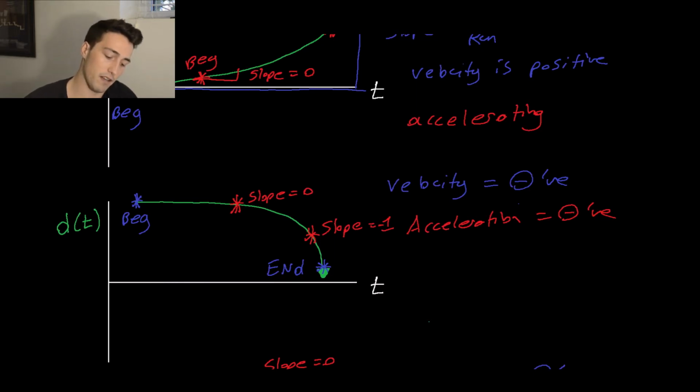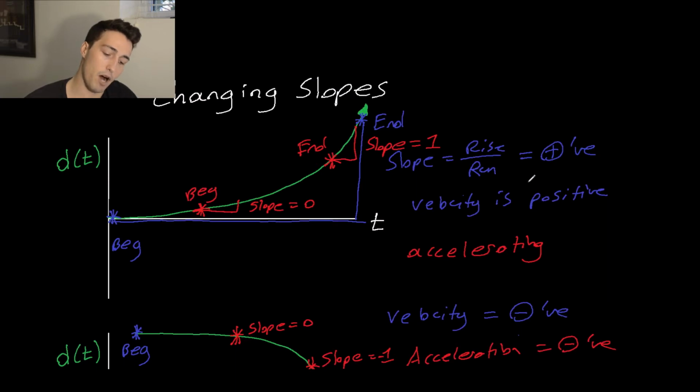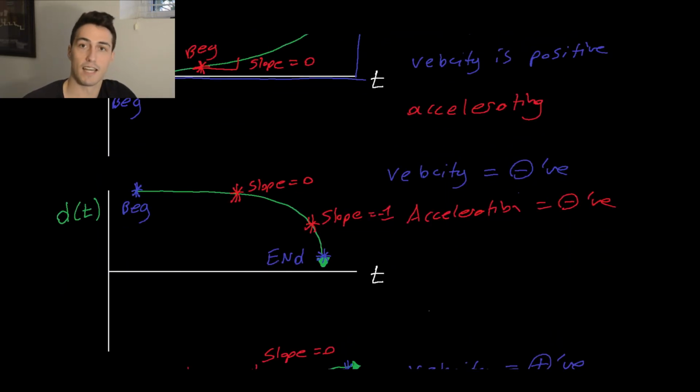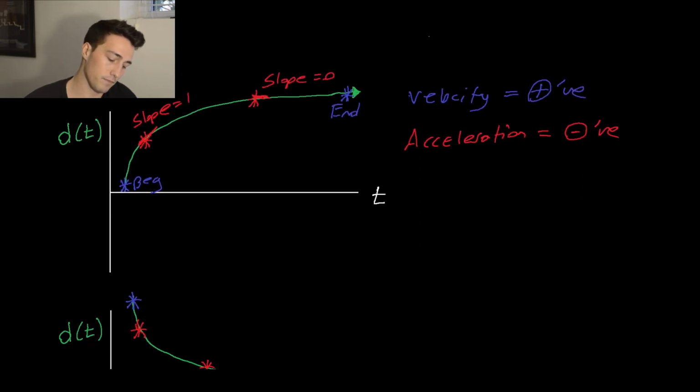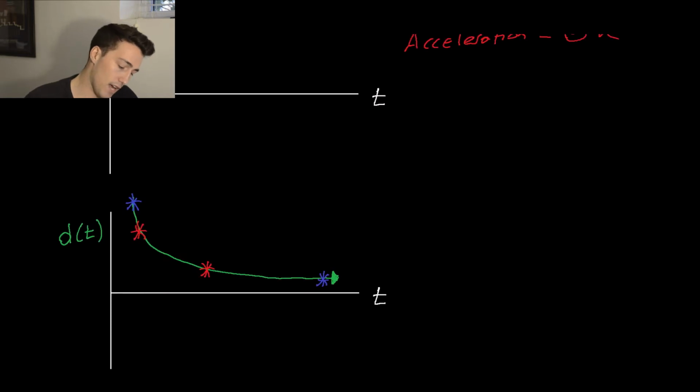And similarly with the positive direction, since they're both positive, that means that the object has a velocity that's positive and is also accelerating in that direction. And finally, we have the last case of this displacement versus time graph, where we have a beginning and an end. And here, this is starting at a more positive value and is going downwards, so it's going to be a negative slope.